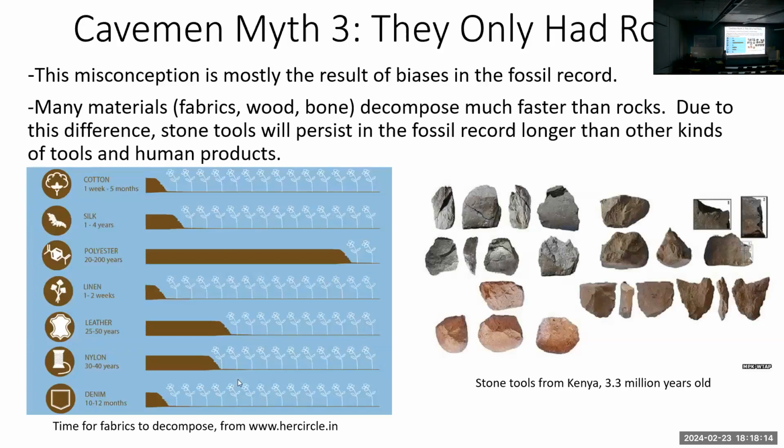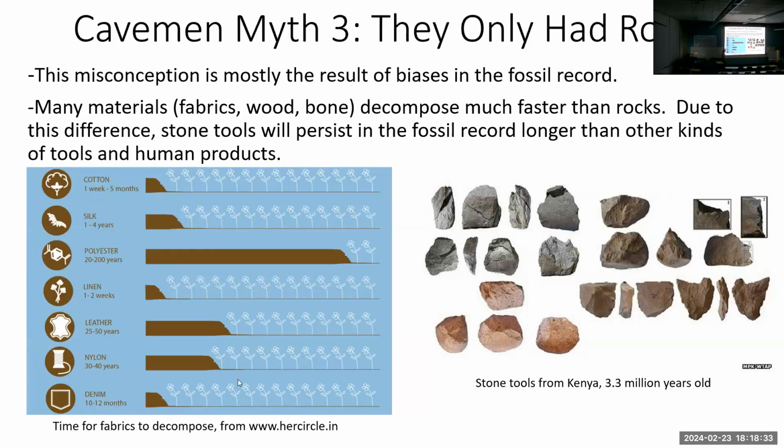A lot of materials that people use decompose really fast, much faster than rocks. Here are some examples of fabrics, and you can see most of them decompose on the order of months or a few years. Something like polyester is a plastic made from petroleum, so people would not have had that traditionally.